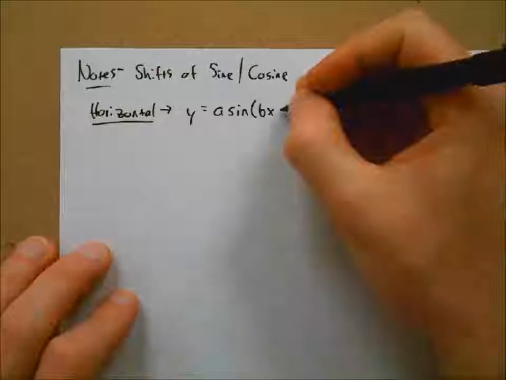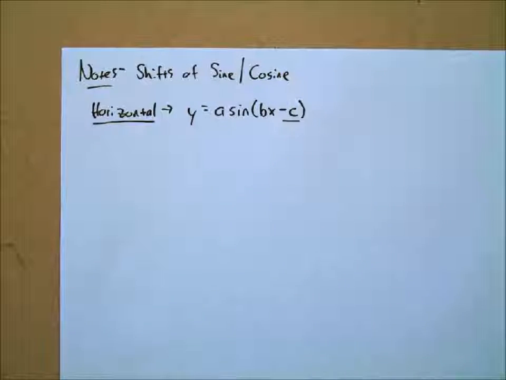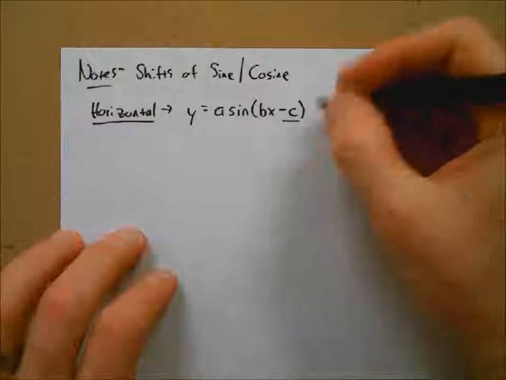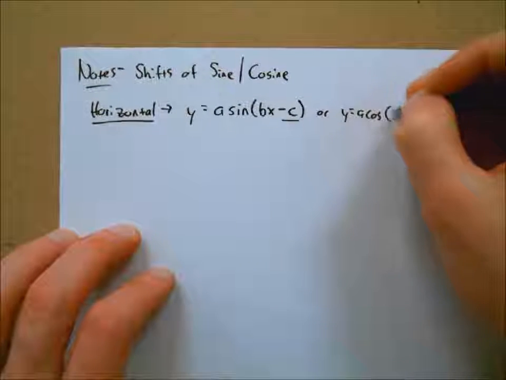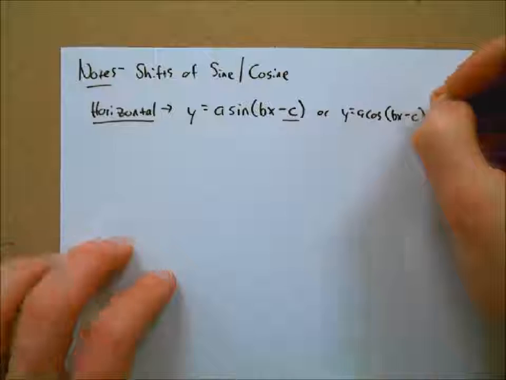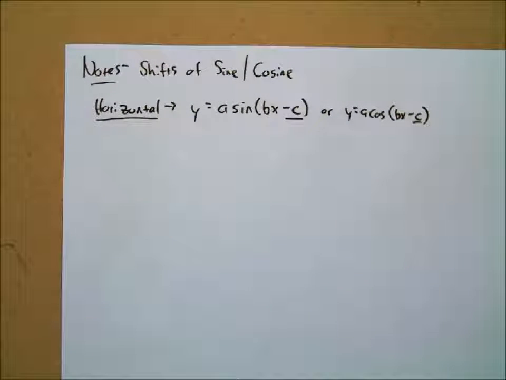And then minus c is what we're introducing today, and that is going to be our indicator of a horizontal shift. Shifting things left to right, not stretching or shrinking the period at all, just shifting things left to right. And then likewise, of course, for cosine, same idea, a cosine bx minus c, like that, where again, the minus c is going to affect the horizontal shift there.